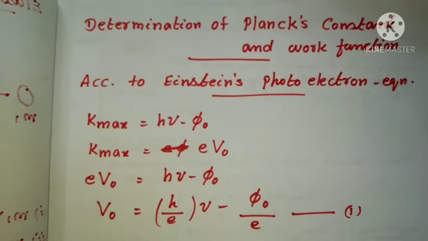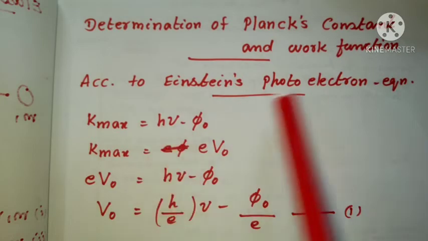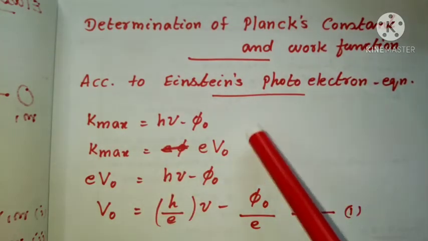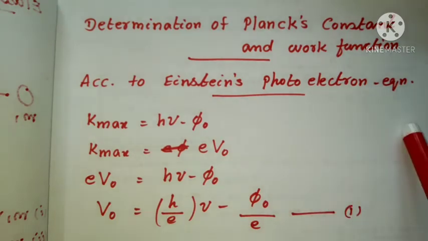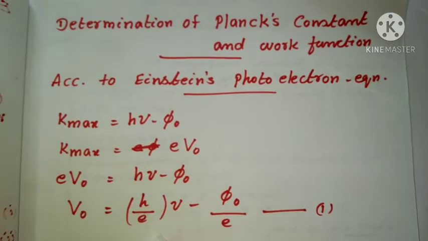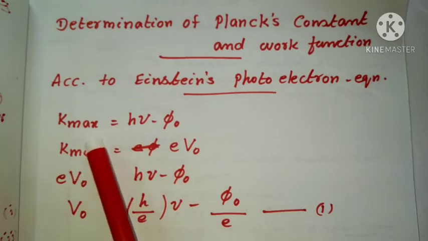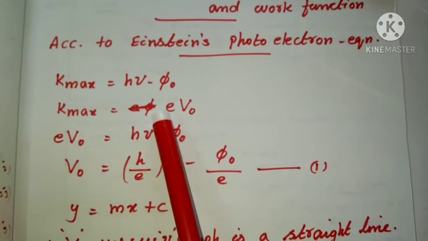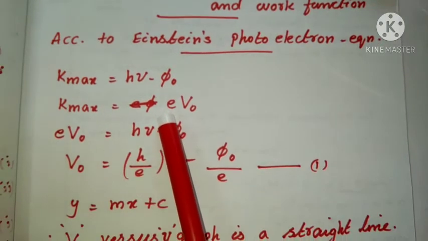Dear children, today's topic is determination of Planck's constant and work function. You know Einstein's photoelectric equation. So from that equation we can find out Planck's constant h and the work function. Einstein's photoelectric equation is K maximum equals h nu minus phi 0.